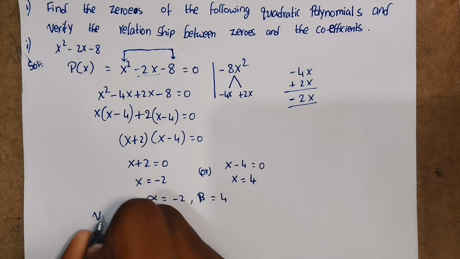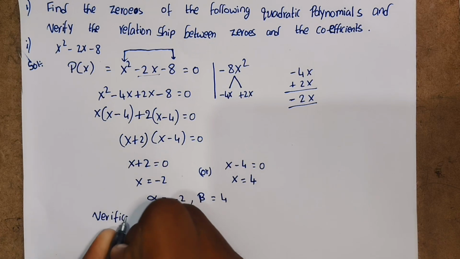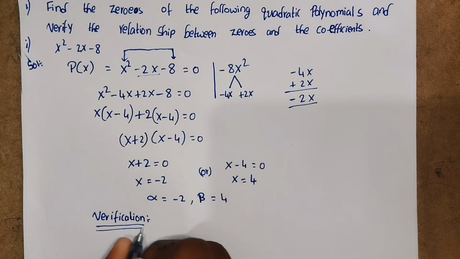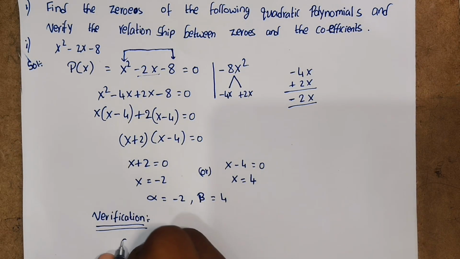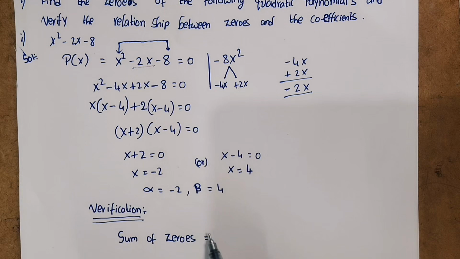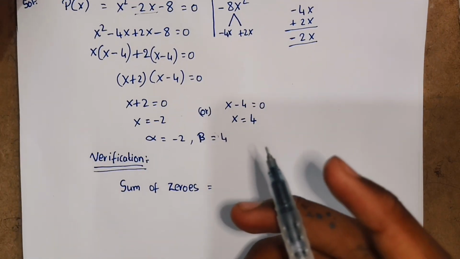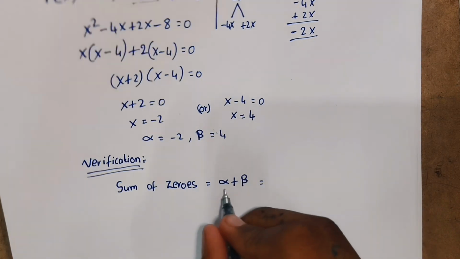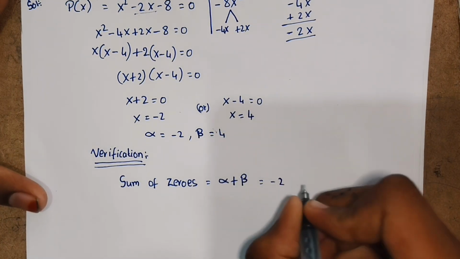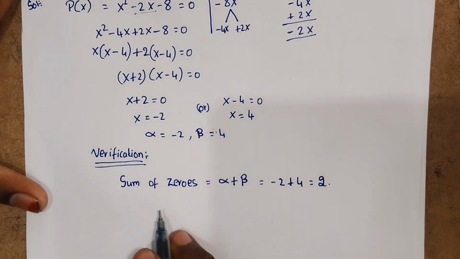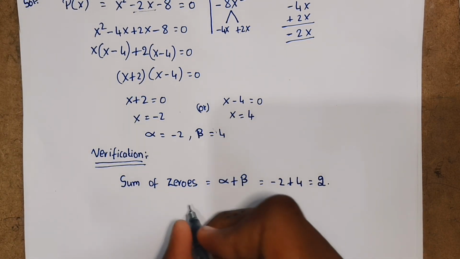So let us do the verification. In verification, I am doing the first step, sum of zeros. Sum of zeros means what are the zeros here? Alpha and beta. Sum of zeros equals to alpha plus beta is equals to alpha means minus 2 plus beta means 4. 4 minus 2 means 2. We got sum of zeros equals to 2.